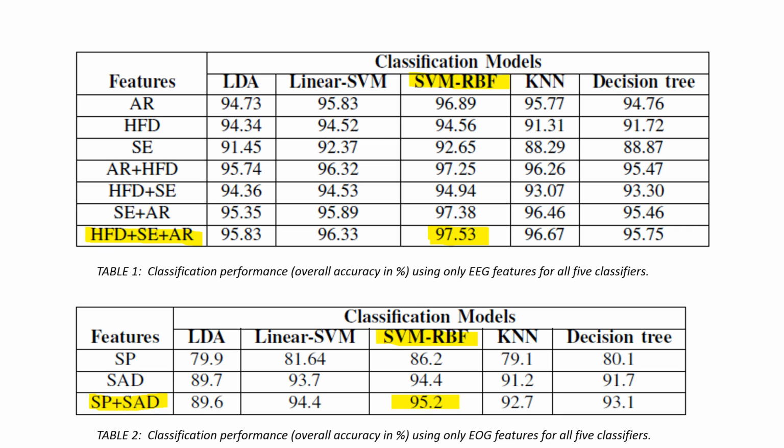The below table shows the classification performance for the EOG features only, again for all the 5 classifiers. Here also we can notice that SVM-RBF is providing the maximum classification accuracy corresponding to both the EOG features combined together. So 95% accuracy is obtained with only the EOG features used.